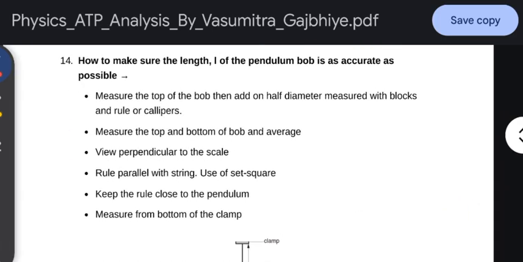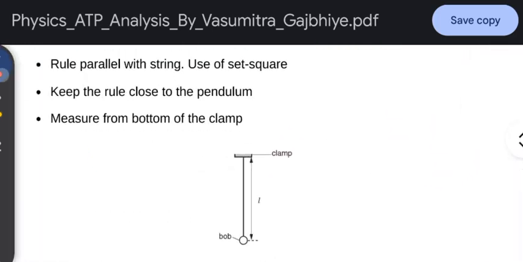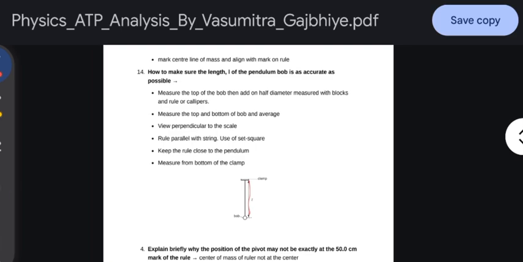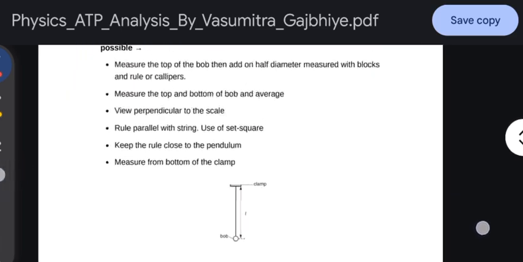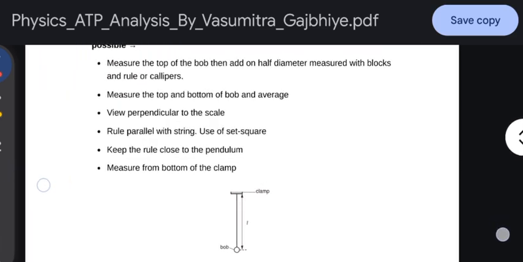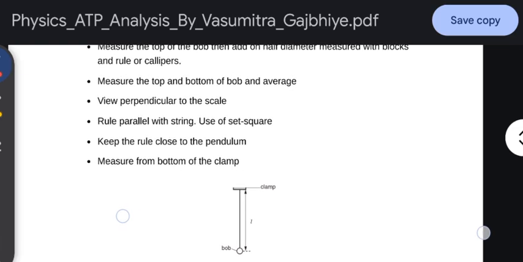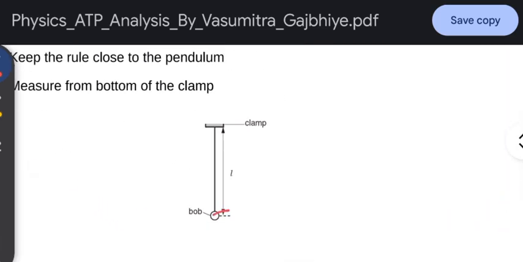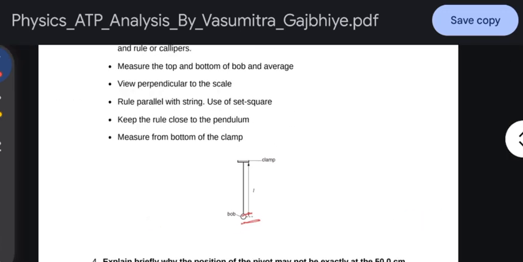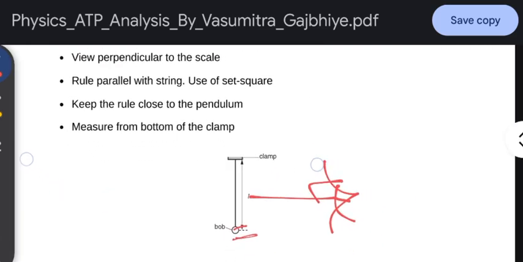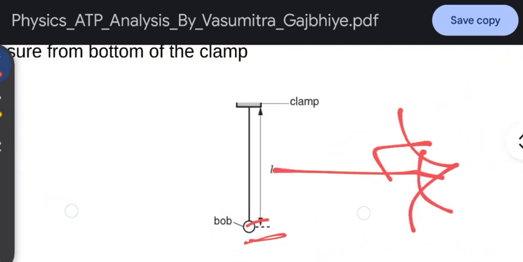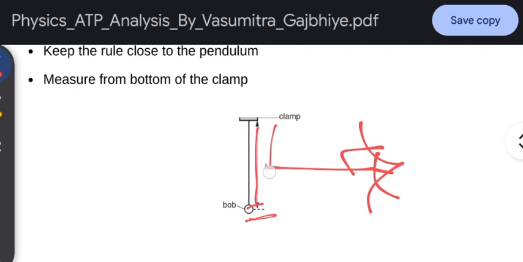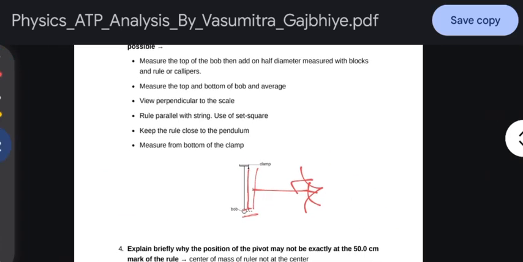How to measure the length L of the pendulum? How do you measure this length? Measure the top of the bob and then add half the diameter, measured with blocks on the rule. Or you can measure the top and bottom of the bob and average it. Make sure that you view perpendicular to the scale, at 90 degrees to the scale, and keep the rule parallel with the string. Like this is the length L, the rule should be parallel with it to get an accurate measurement.